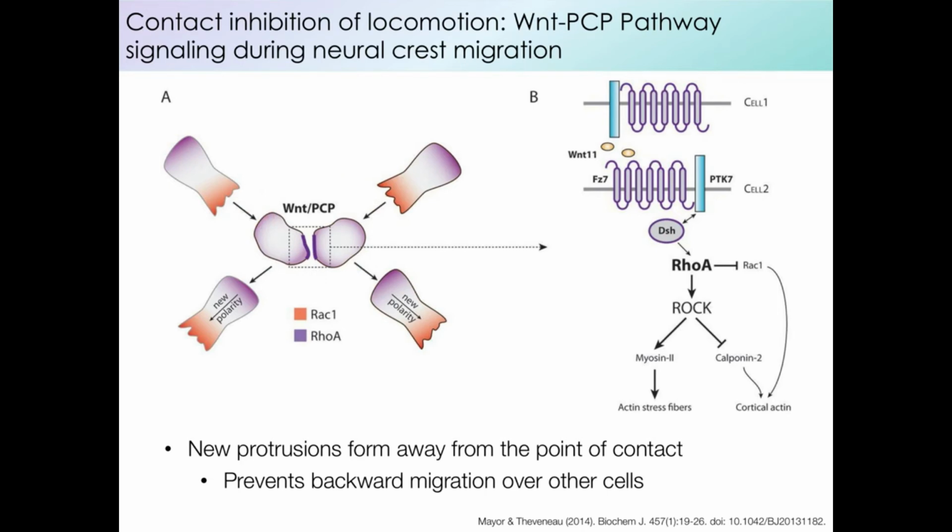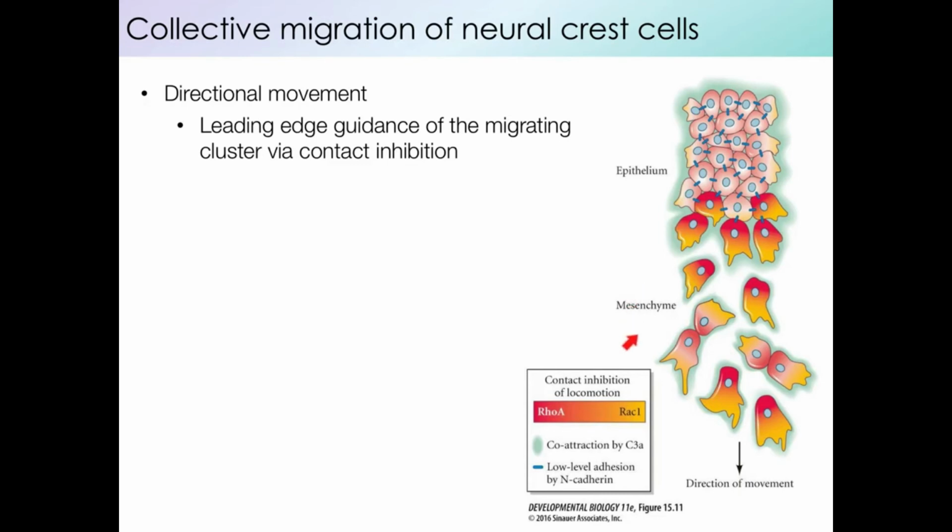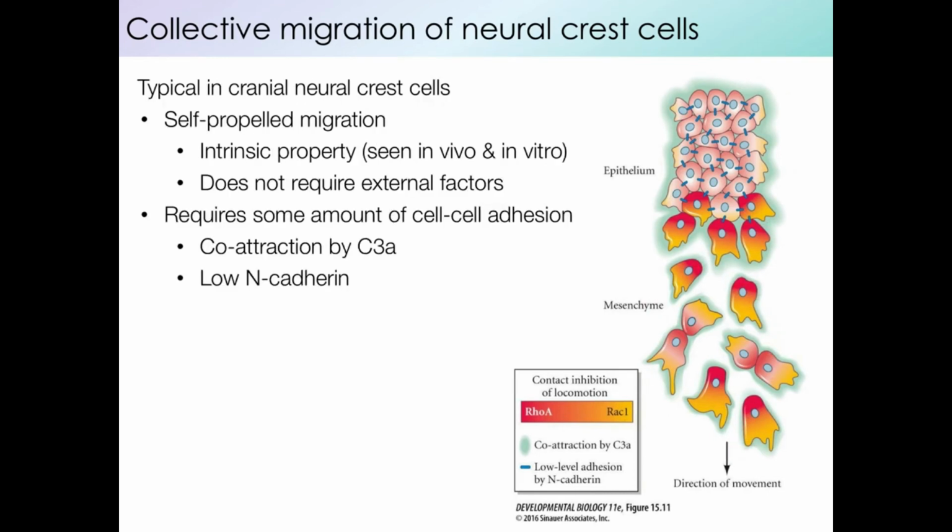And this is what is shown in this image, which shows a pattern of migration known as collective migration, which is exhibited by cranial neural crest cells. And this pattern of migration that is maintained by this group of cells is made possible as a result of ongoing contact inhibition of locomotion among the cells at the leading edge. In addition to contact inhibition of locomotion, collective migration also requires that the cells express low levels of N-cadherin, which are shown here as the blue dashes. So this N-cadherin expression at low levels is needed for optimal collective migration.